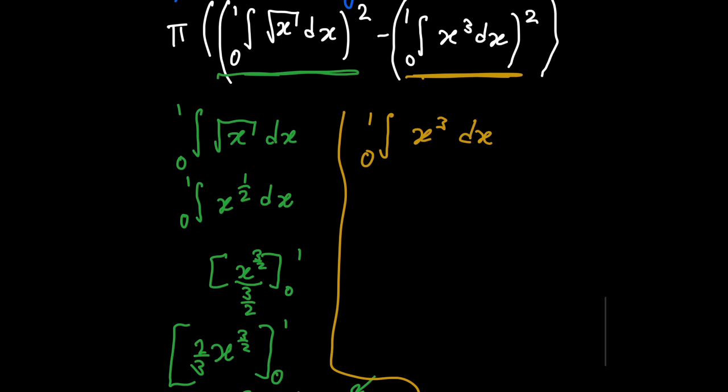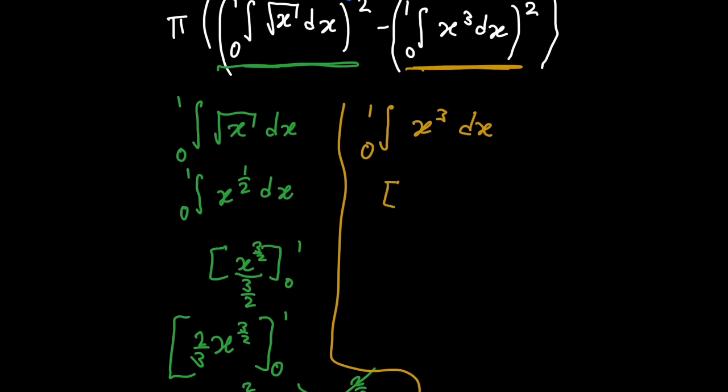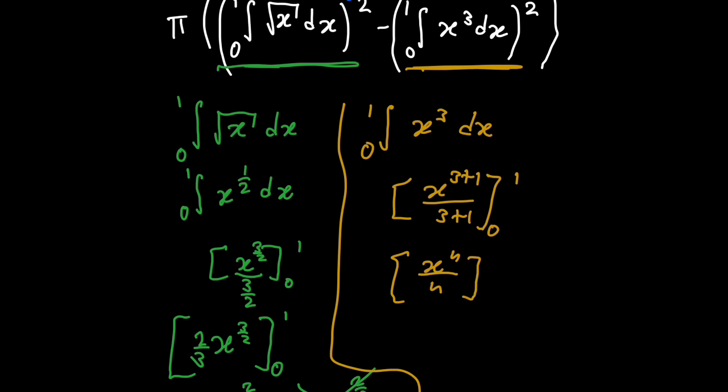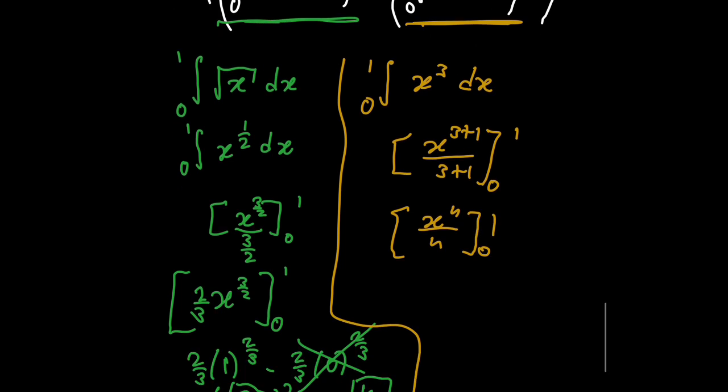And we want to square that at the end. But then let's solve this. Remember to square this at the end. So we get x to the power of 3 plus 1 divided by 3 plus 1 from 0 to 1. And that leaves us with x to the power of 4 divided by 4 from 0 to 1.